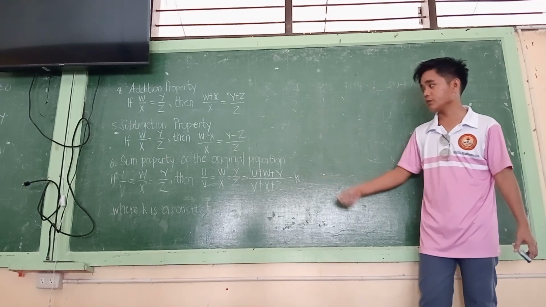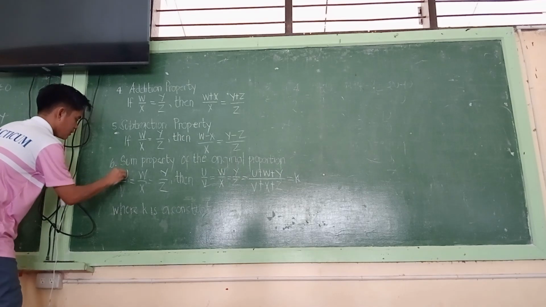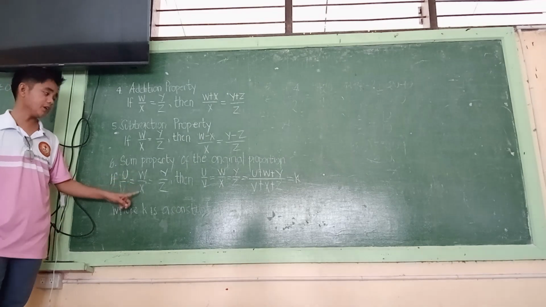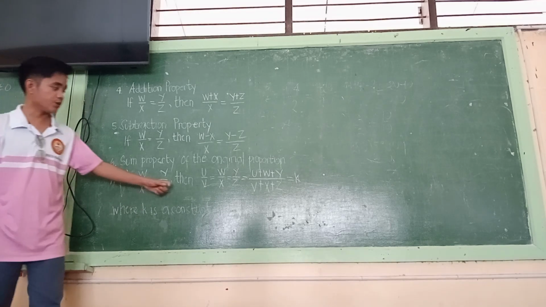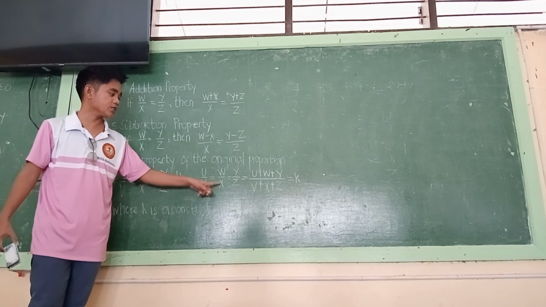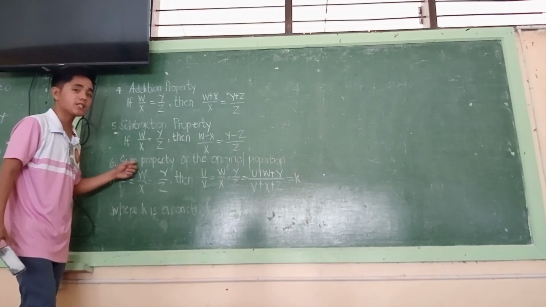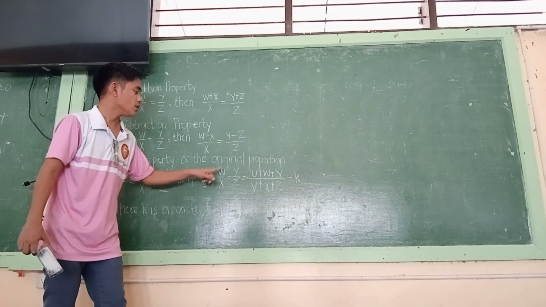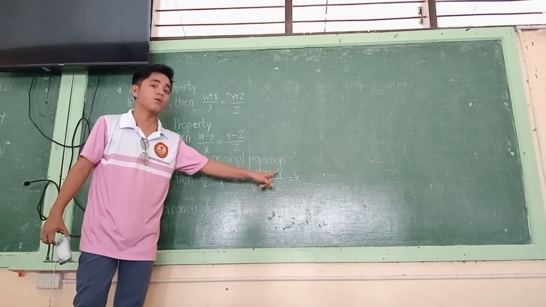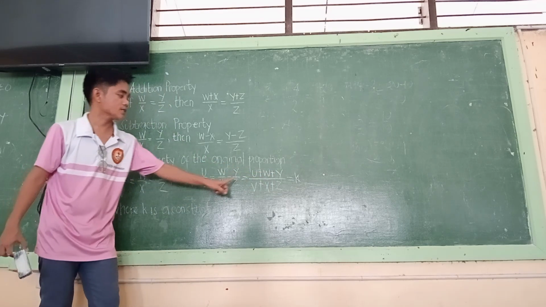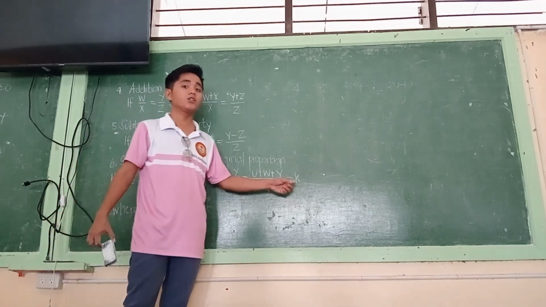But this time, in the sum property of the original proportion, we add all the numerators and all the denominators. The sum property of the original proportion states that if u over v is equal to w over x and equal to y over z, then we can rewrite this proportion as u over v is equal to w over x is equal to y over z is equal to the sum: u plus w plus y over v plus x plus z, which is equal to k.